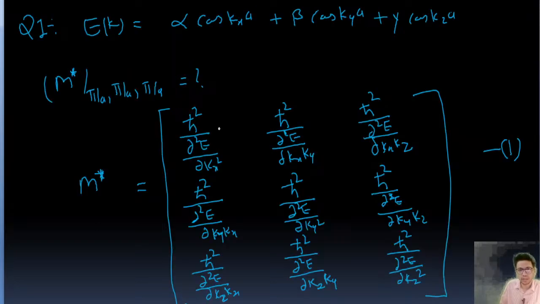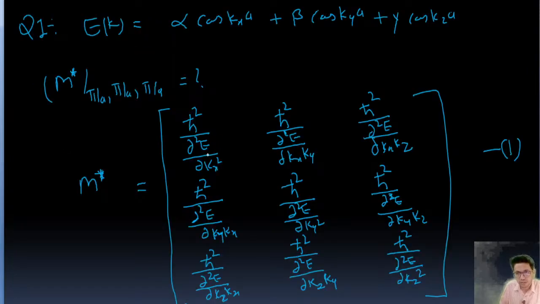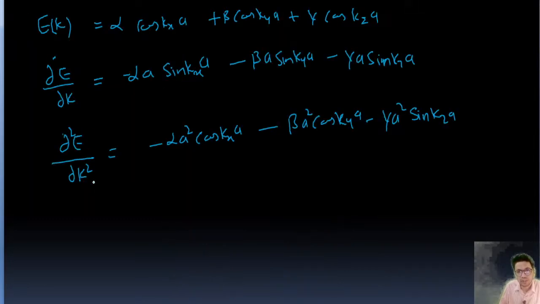So here we'll put the value. So m star value is going to be h cut square upon this one, del square E upon del kx square, right? So del square E upon del kx square. Del kx square means this part. Other part is going to be 0, right?